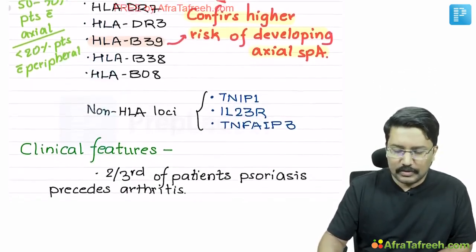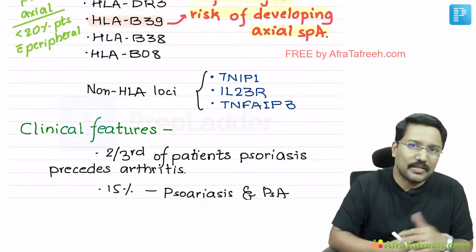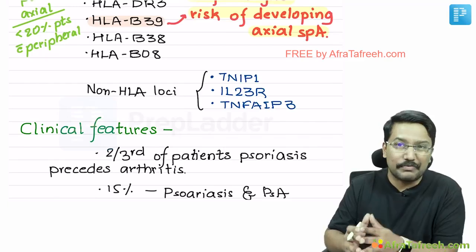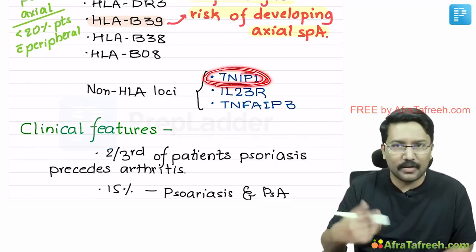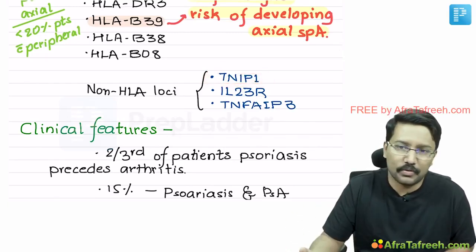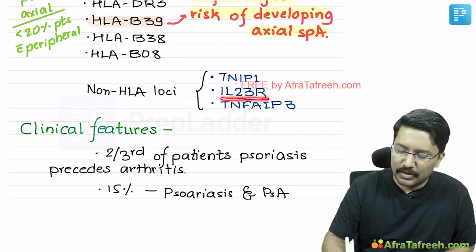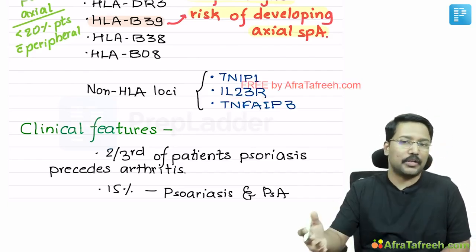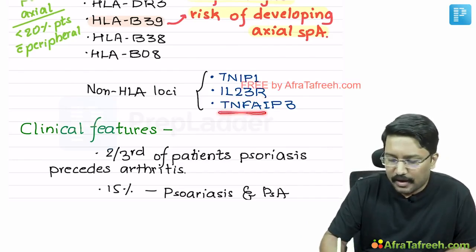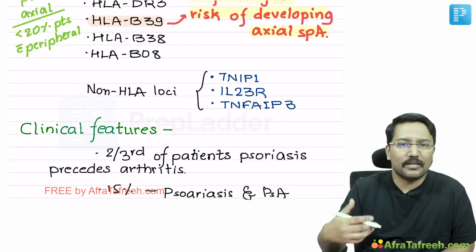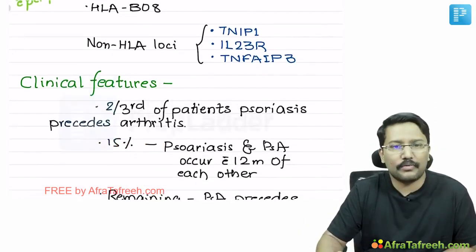Okay. Now coming to discuss some non-HLA loci. Apart from these HLA loci, there is also risk conferred by certain non-HLA loci, which include TNIP1. I think you might have heard it once or twice from my mouth in previous videos. Apart from that, certain mutations and polymorphic variations of the interleukin 23 receptor and TNFAIP3, right? So these genes can confer higher risk of developing psoriasis. Okay, so these are the non-HLA loci I want you to remember.